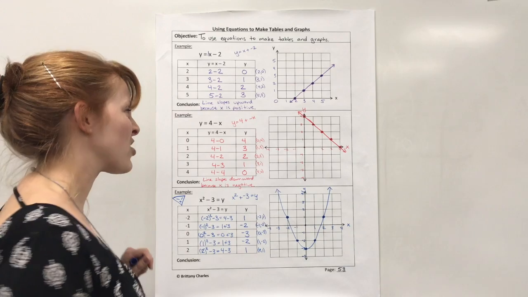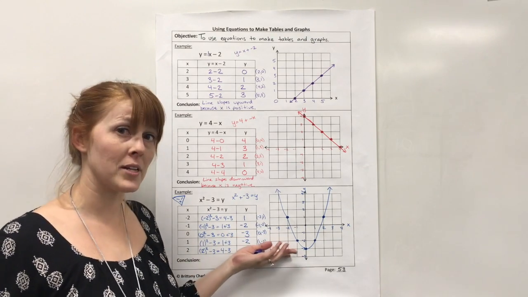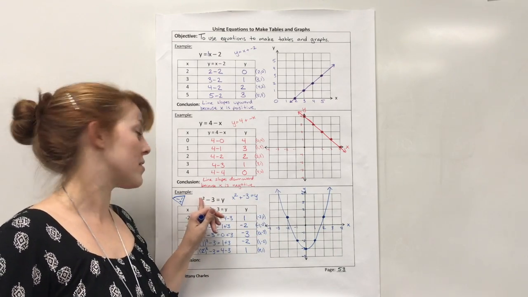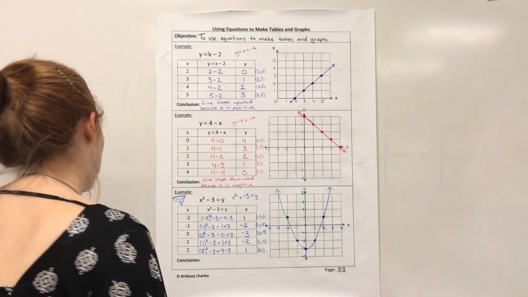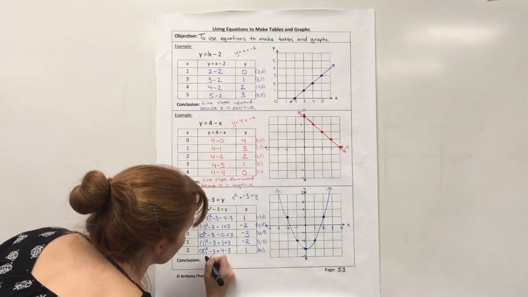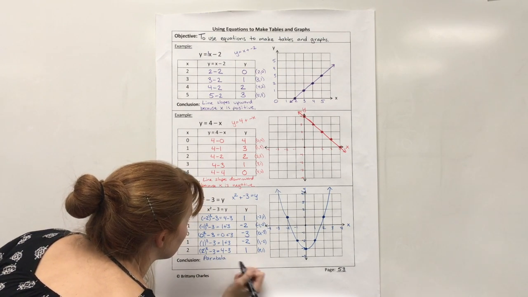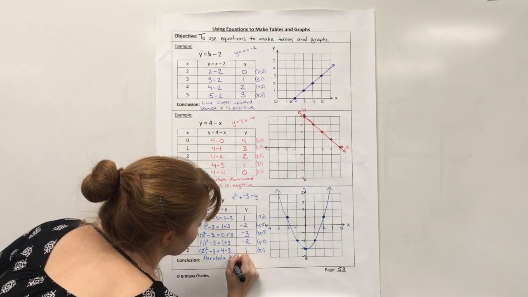it makes this funny shape, and this is actually called a parabola. Now, why did it make a parabola? Well, it actually made a parabola because of our x to the second power. This exponent of 2 causes the graph to bend like this. So, we're going to say it was a parabola. And we're going to say that because x has an exponent of 2.